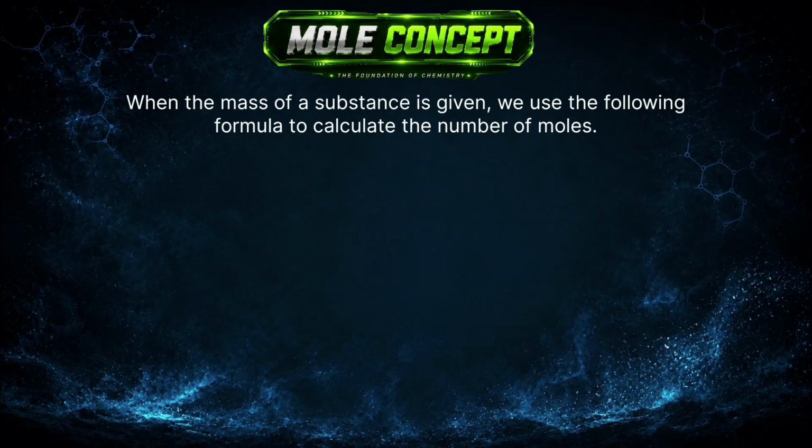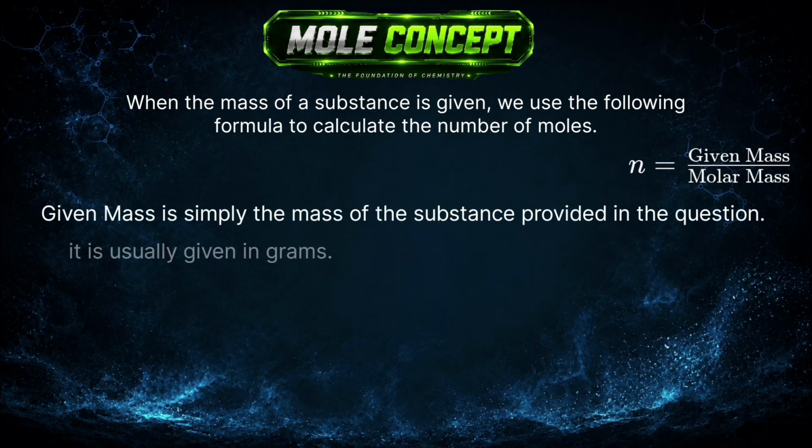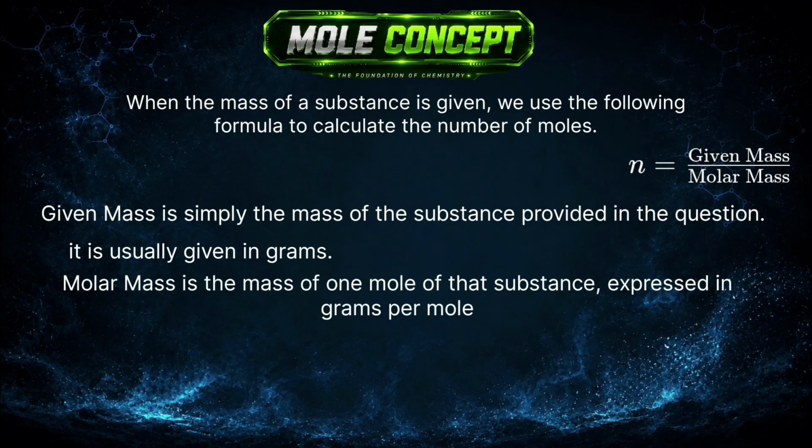When the mass of a substance is given, we use the following formula to calculate the number of moles. Number of moles equals given mass divided by molar mass. Let's understand each part of this formula. Given mass is simply the mass of the substance provided in the question, and it is usually given in grams. Molar mass is the mass of 1 mole of that substance, expressed in grams per mole.